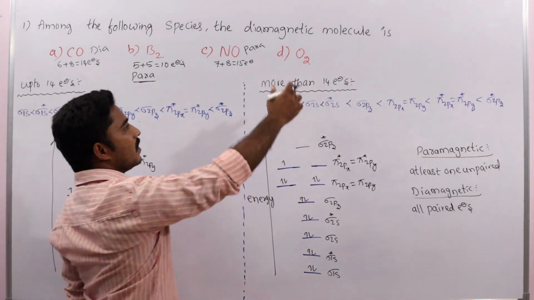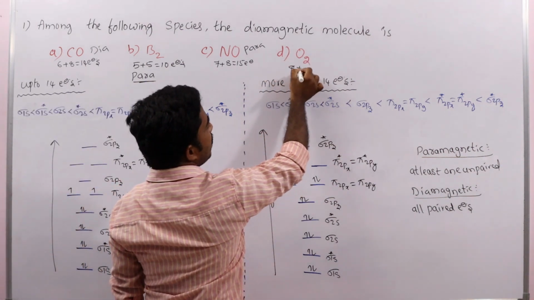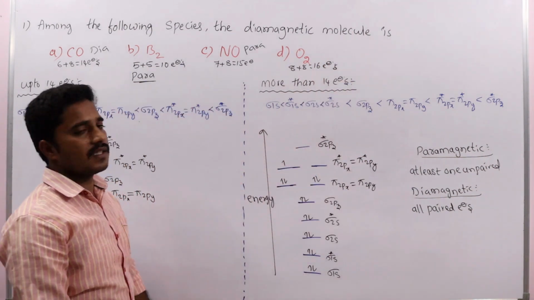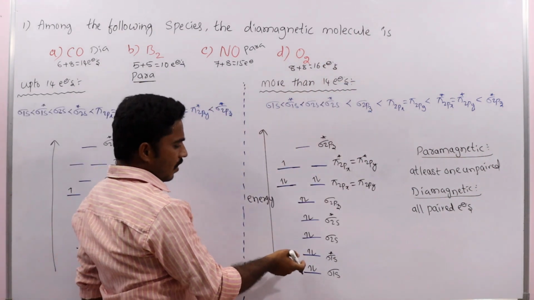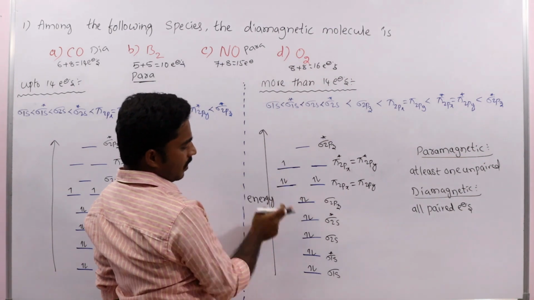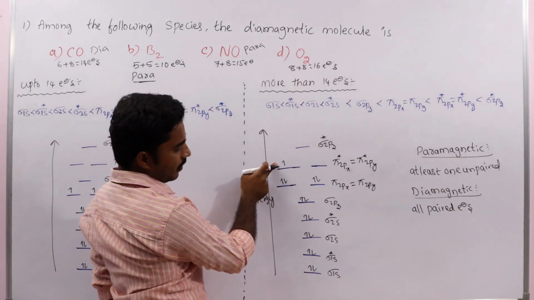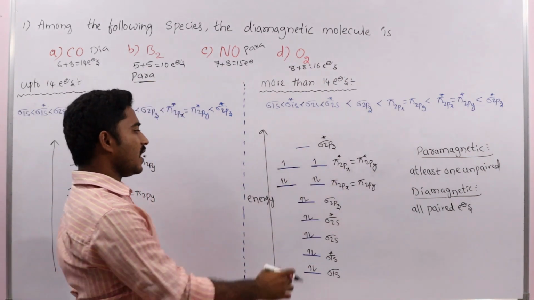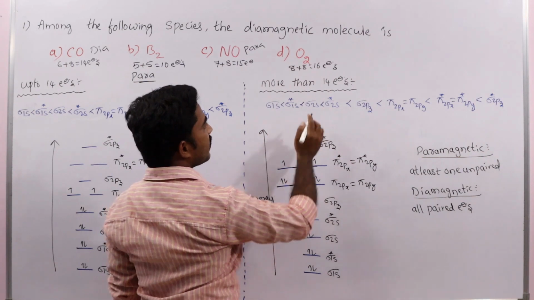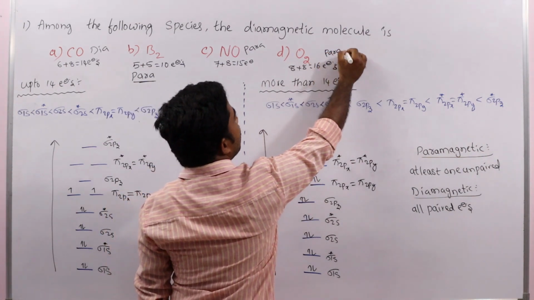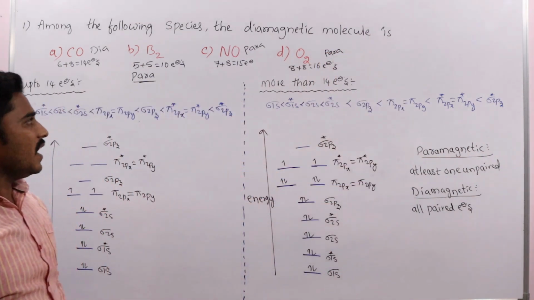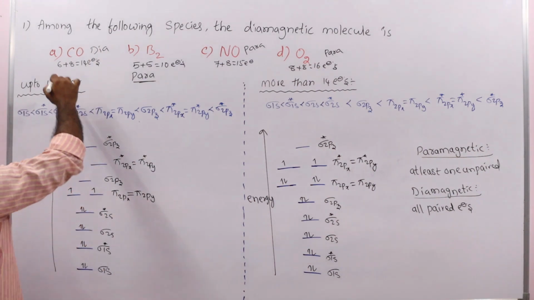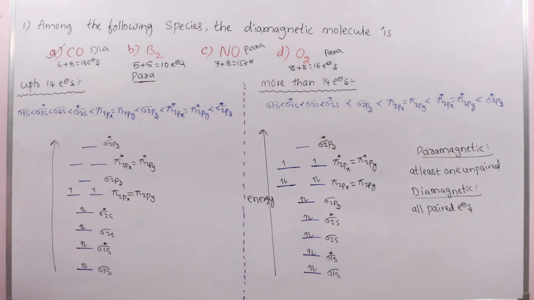Next, if you take O2, O2 means 2 oxygens, 8 plus 8, 16 electrons are present in this. So up to here how many electrons finished? 15 electrons finished. Then the 16th electron I am writing here. Since it contains unpaired electrons, O2 also is said to be a paramagnetic substance. In the given options, which one do we get? Diamagnetic. CO is a diamagnetic substance.